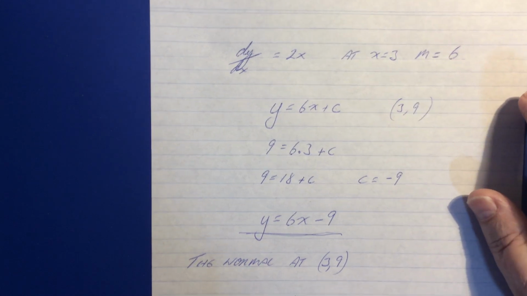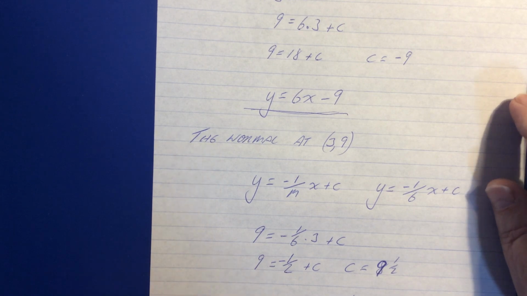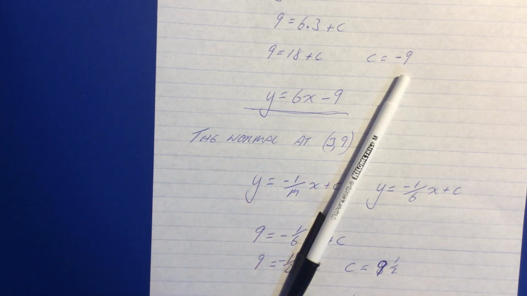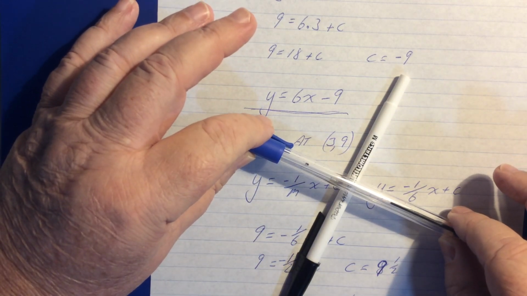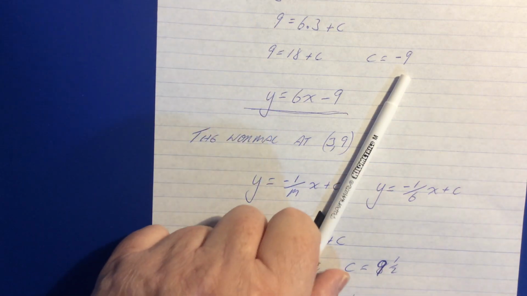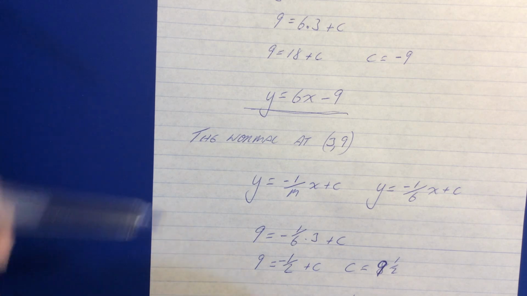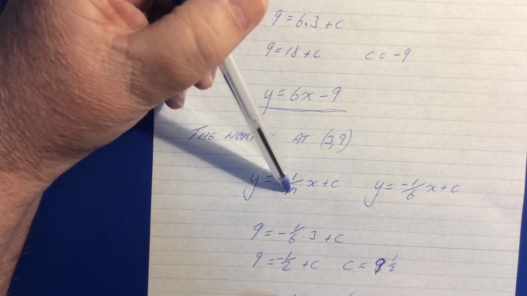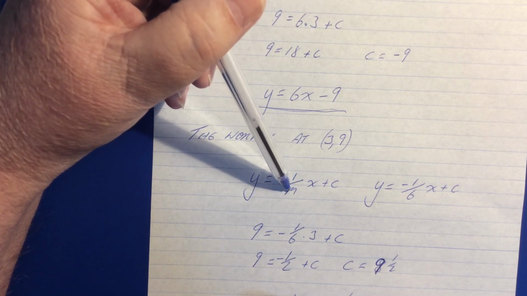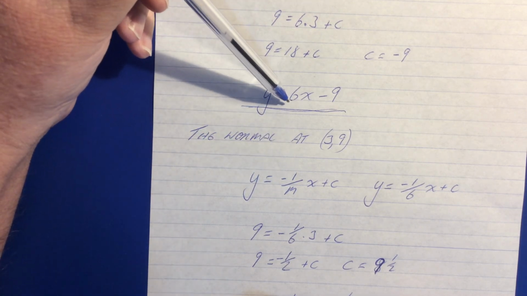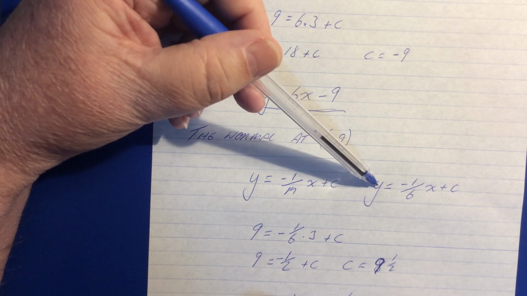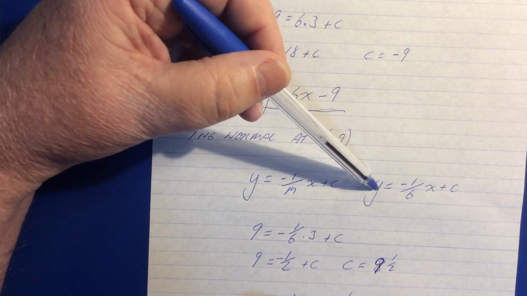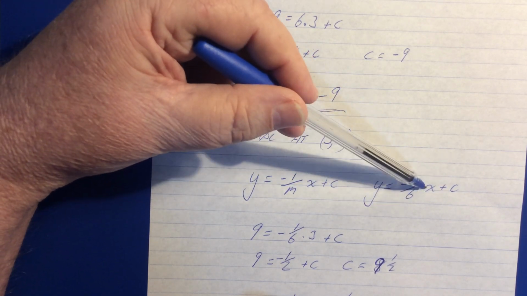Now, the normal is the line that does this. So if I just take 2 pens to illustrate, if we say that that's the tangent, the normal is that line. It is at 90 degrees to the tangent. And the first thing that we can say about this is that the gradient is going to be -1 over the gradient of the tangent, -1 over m. Now, you'll recall that the gradient of the tangent is 6, so the equation for the normal will have a gradient of -1 over 6. And this is our general equation, y equals -1 over 6x plus c.